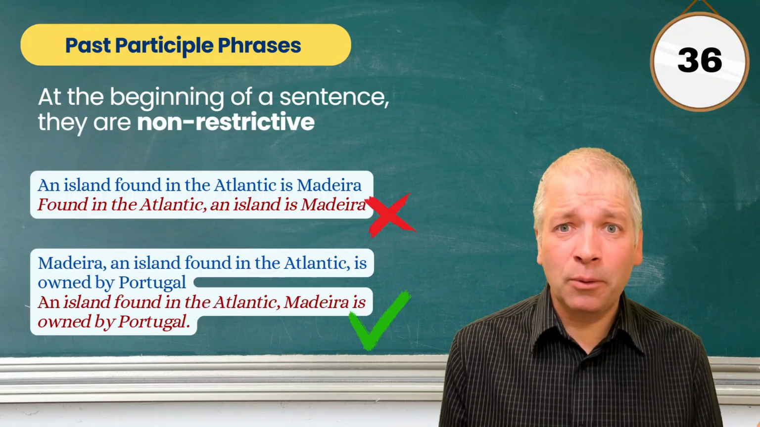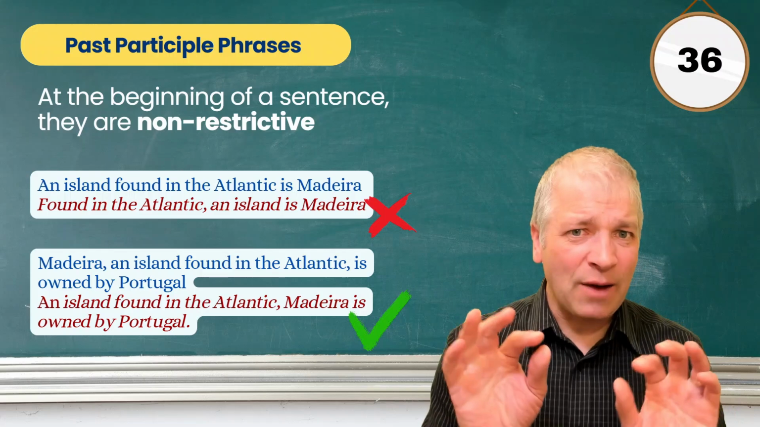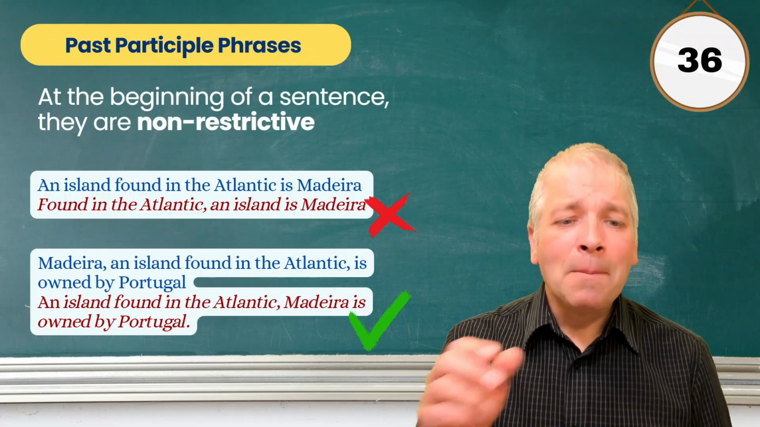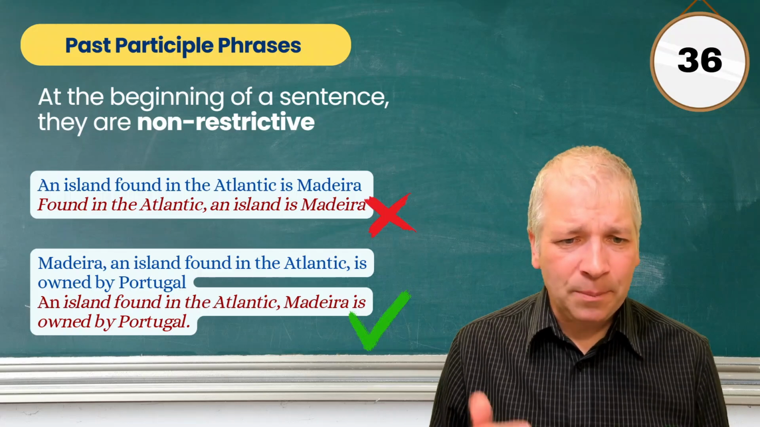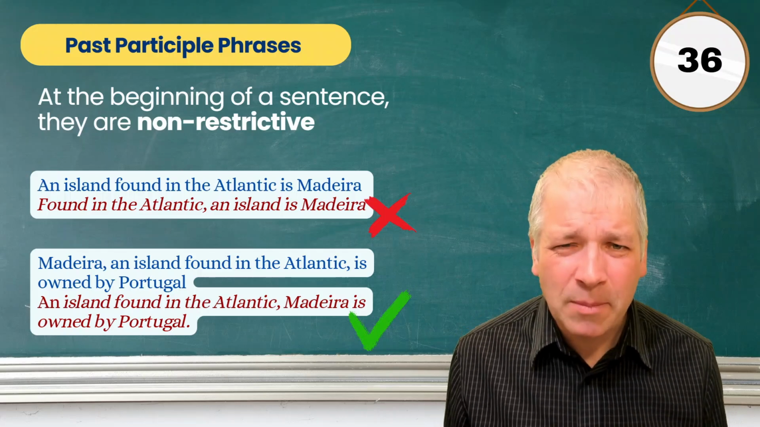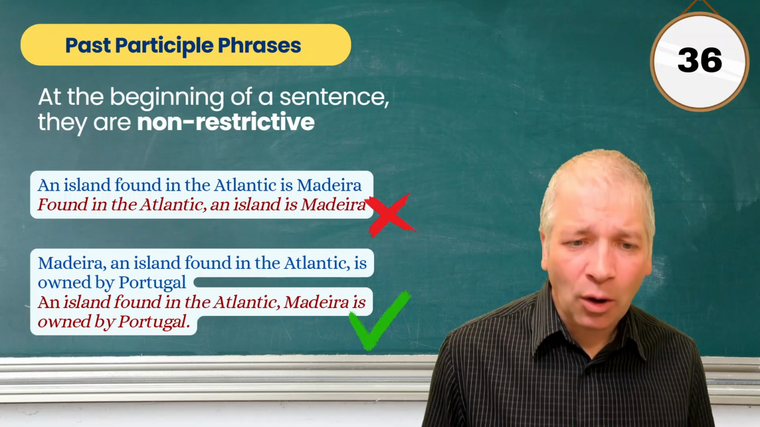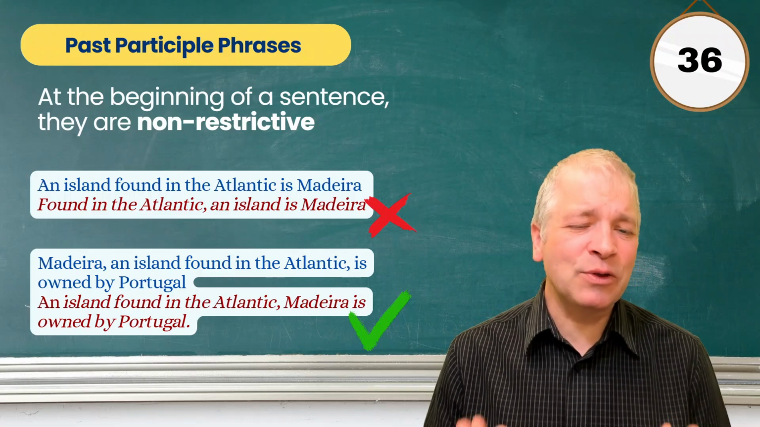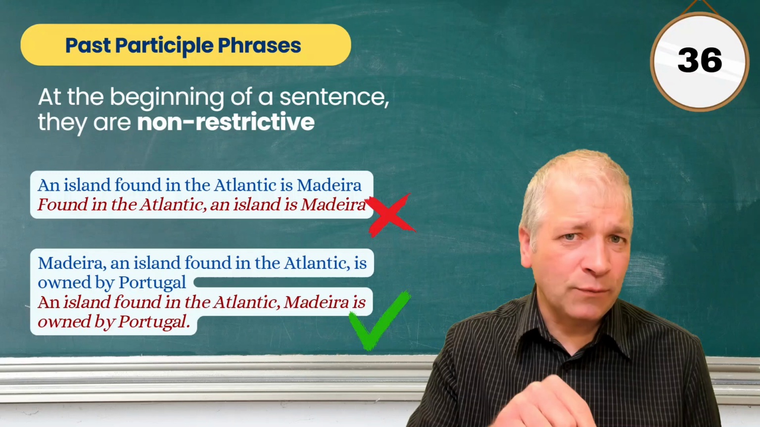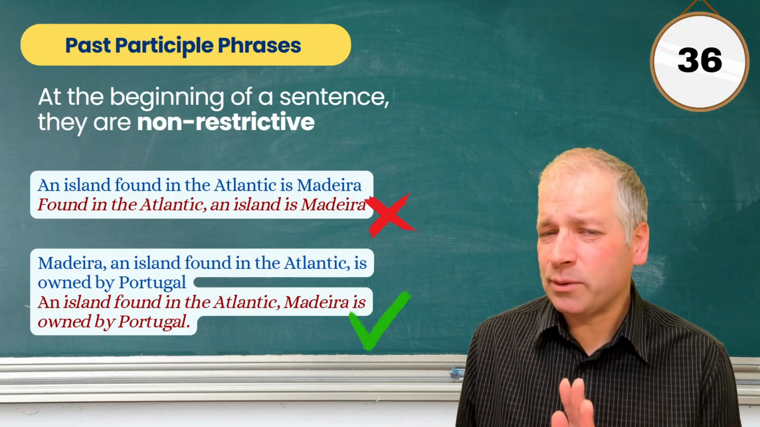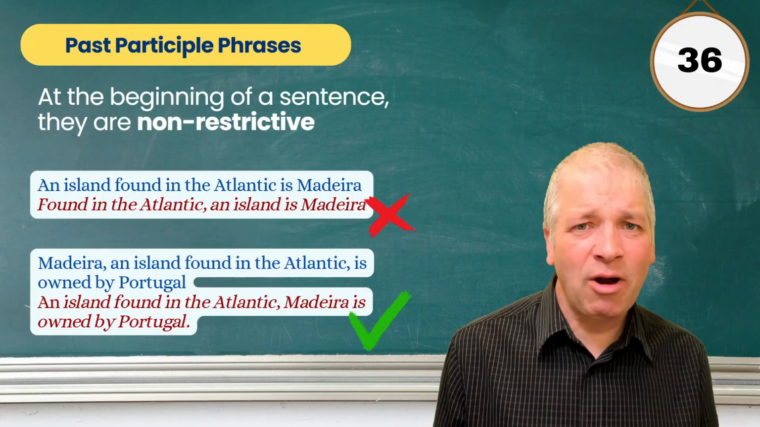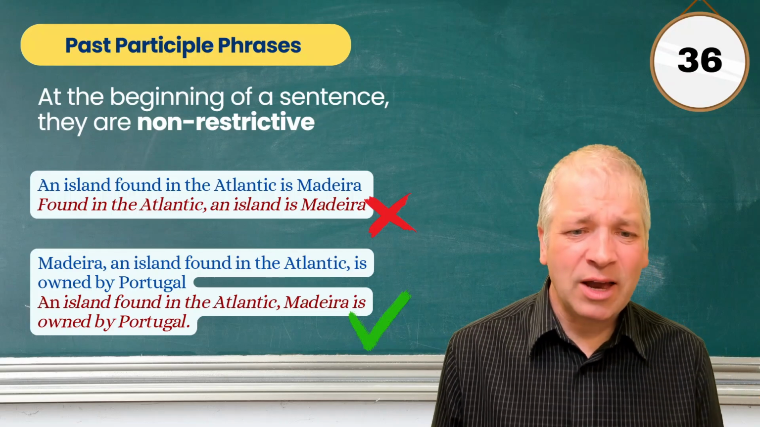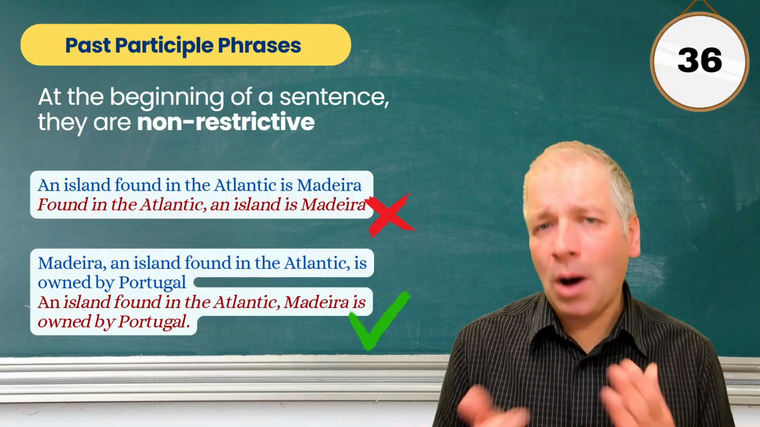In the second example, we have a difference. We have a non-restrictive phrase. Madeira, an island found in the Atlantic, is owned by Portugal. Looks the same, but it's actually different because Madeira stays the same regardless of the phrase afterwards. The phrase afterwards is just giving extra information. It's not telling us which Madeira or what part of Madeira. It's just telling us something more about Madeira.